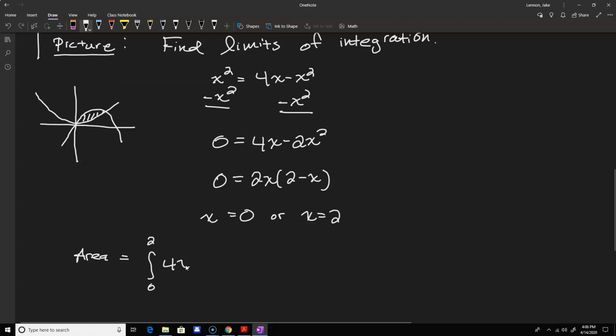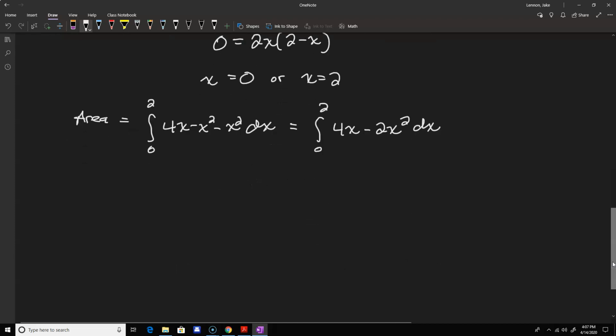So 4x minus x squared, and then subtract the bottom parabola, which is just equation x squared. So this is the integral from 0 to 2 of 4x minus 2x squared. So again, we have a polynomial, and one of the limits is 0, so that's going to make things a bit simpler when we evaluate.